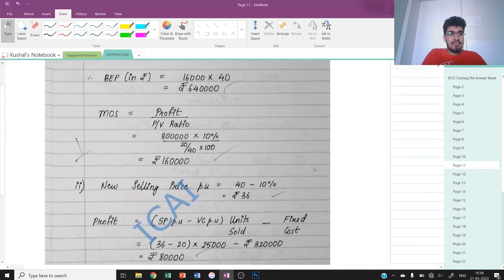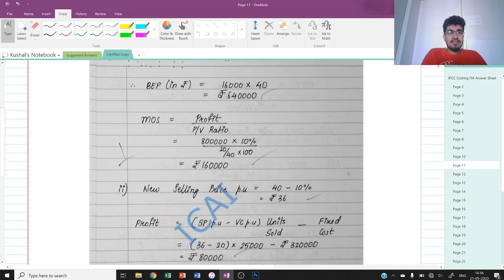Let's calculate the break-even point in rupees now. Multiplying the break-even point in units by the selling price per unit would give you the break-even point in rupees. See, I have not written rupees 16,000 into 40; I have simply written 16,000 into 40, which clearly means that 16,000 is the number of units and 40 is the selling price per unit. You don't have to write rupees or per unit all the time. So 6,40,000 is the break-even point in rupees. You get the break-even point.